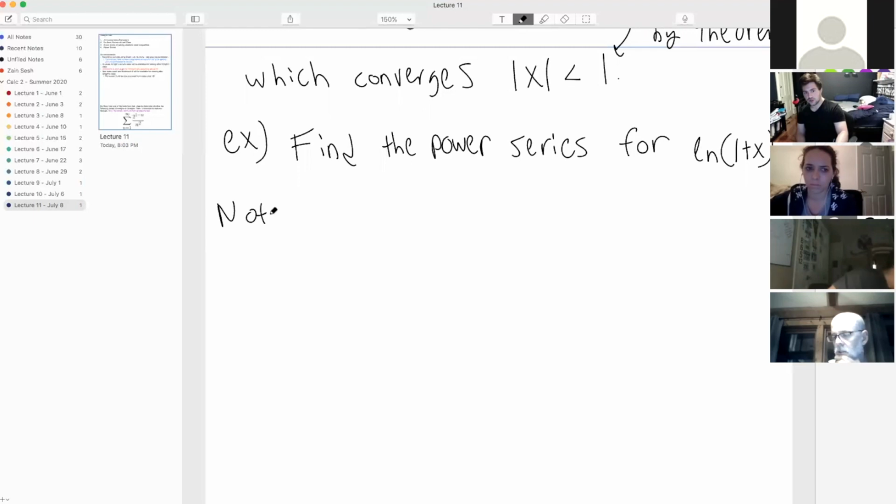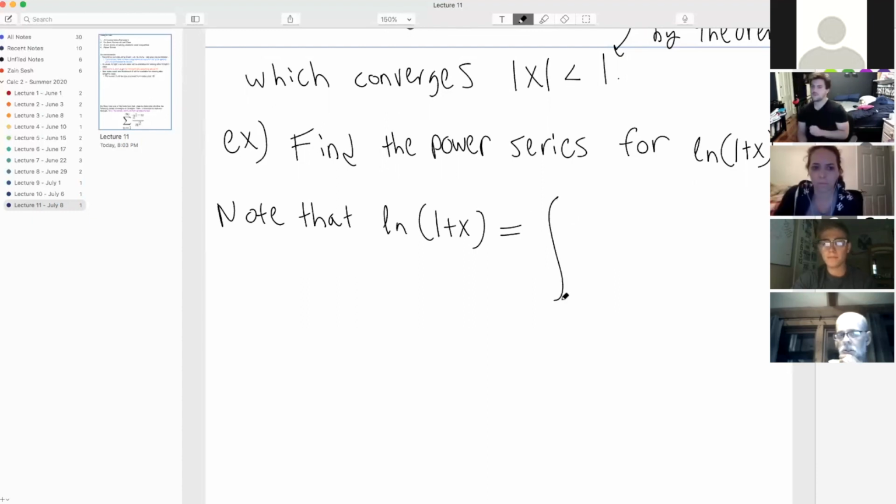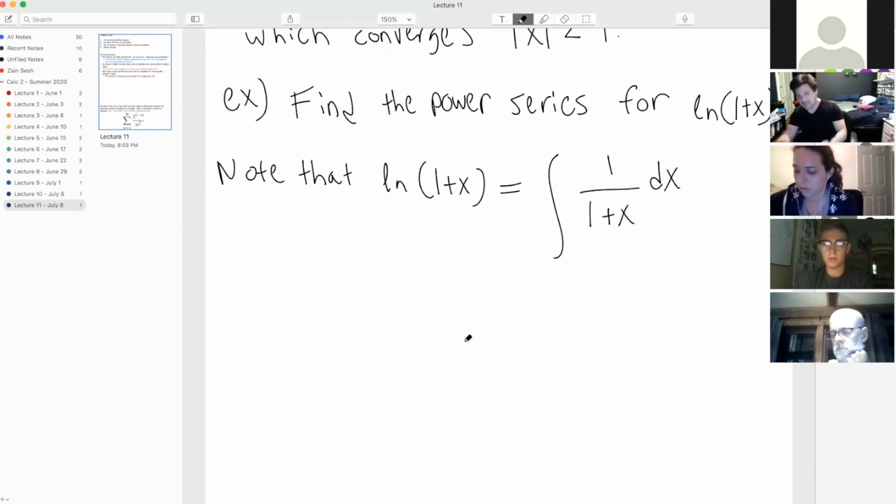So we want to note that our original function, ln of 1 plus x. Does someone want to maybe tell me what this is equal to the integral of? 1 over 1 plus x. Exactly. Very good. I'm going to rewrite our function as an integral of something. Beautiful. So this is actually the same as the integral of 1 over 1 plus x dx. Great. And what's really nice about this is that we have a power series expansion for this integrand. Let me just write that.